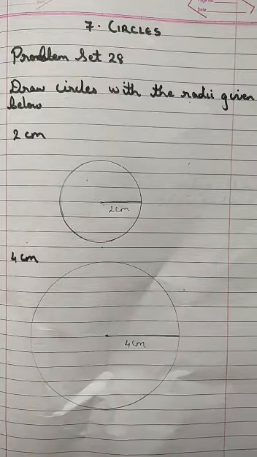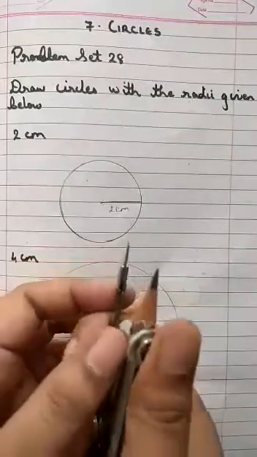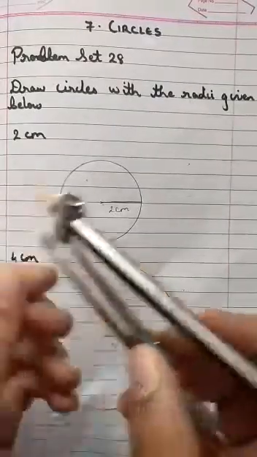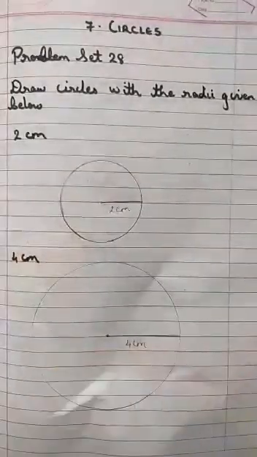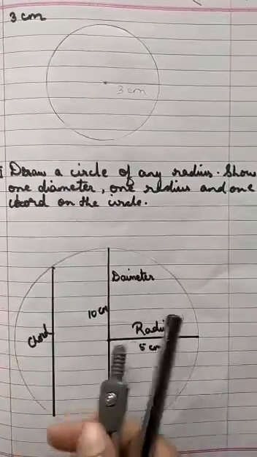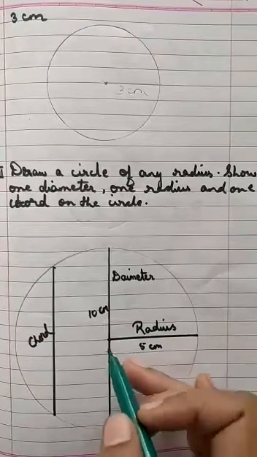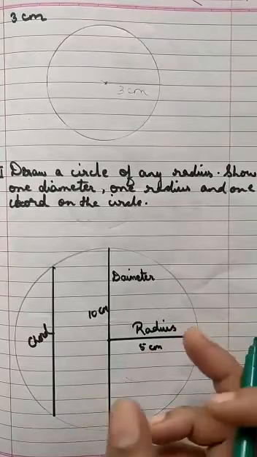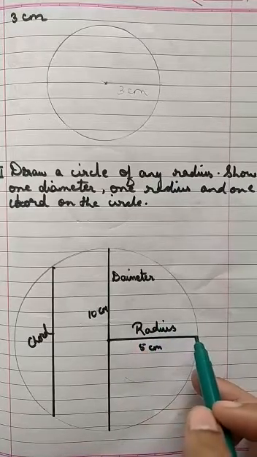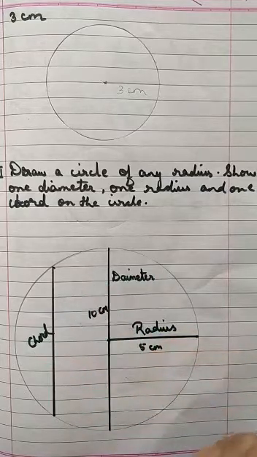Understood? So we know how to draw the circle with the help of the protractor. Yes or no? Whichever radius is there, we have to measure it with the help of the protractor and we have to draw the circle. So first we'll study what is radius. See here in the picture. This is the radius. Radius 5 centimeter means we have to take the measurement of 5 centimeter. We have to put the pointer here and the pencil here and we have to just rotate it, through which we can draw the circle.